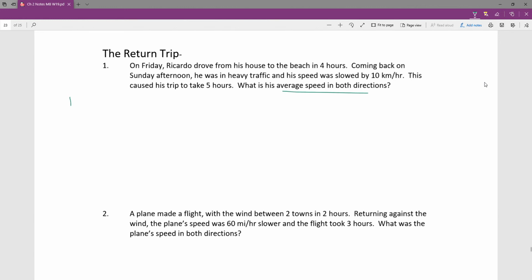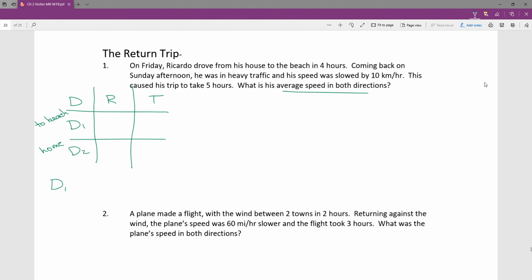So this is a distance, rate, time problem. So I start off by recognizing that and drawing out my chart. The idea that we're going to have distance 1 is that this is to the beach. Distance 2 is coming home from the beach. And because this is a return trip, whatever expression I have for distance 1 equals distance 2.